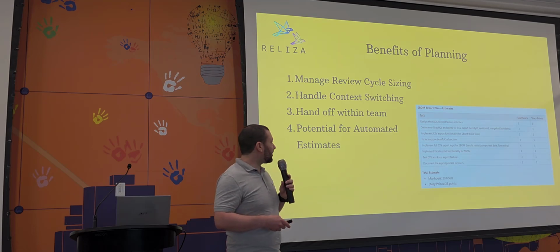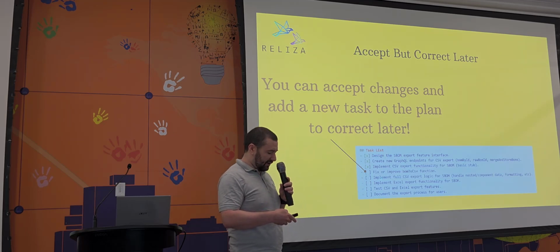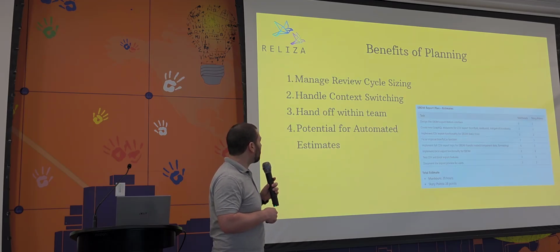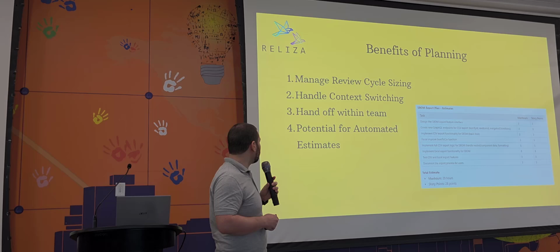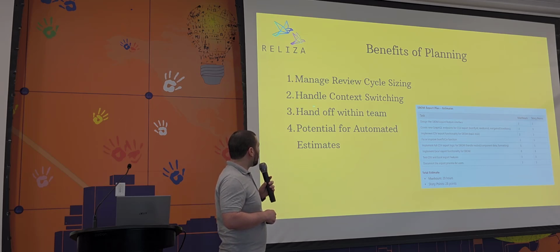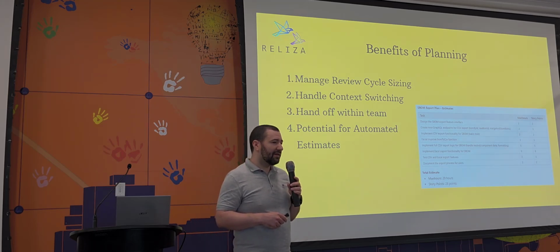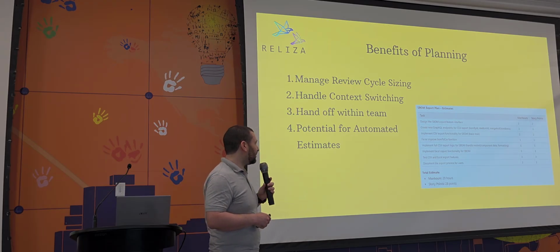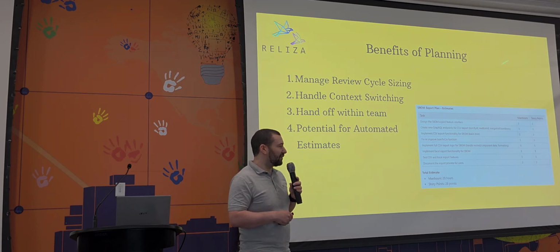So the limit is the human who can review this code. With planning mode, we can limit the scope of each task. And if you do it by task, then you can be granular about what you're reviewing. So managing the review cycle sizing is one clear benefit that I see. And handling context switching: I can complete some of my tasks, and then some emergency happens, and I know where I am. I'm not lost. I know what still needs to be implemented. Similarly, I can hand off a partly done plan within the team.